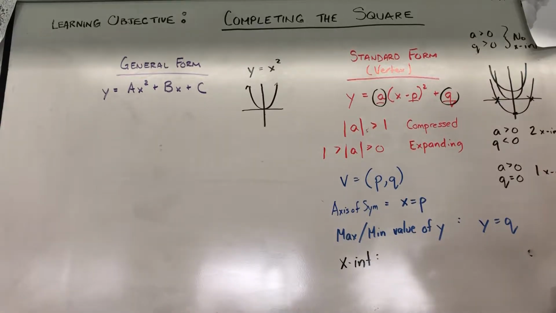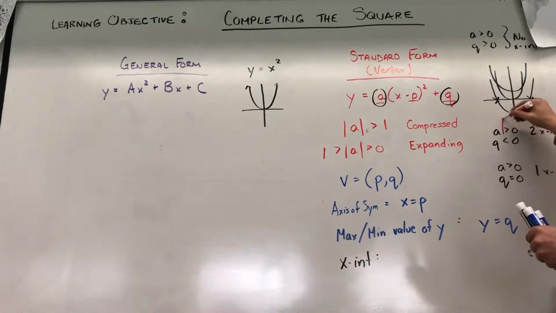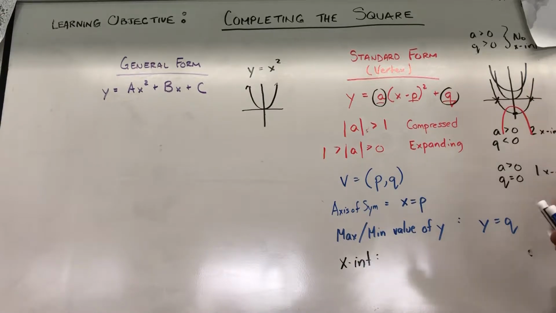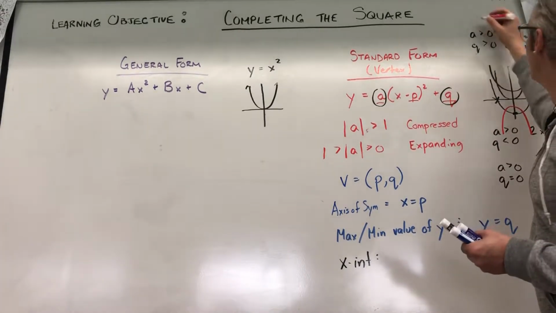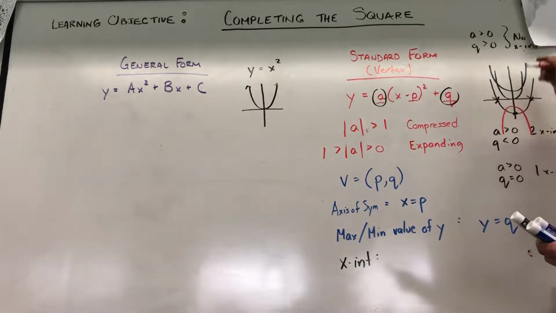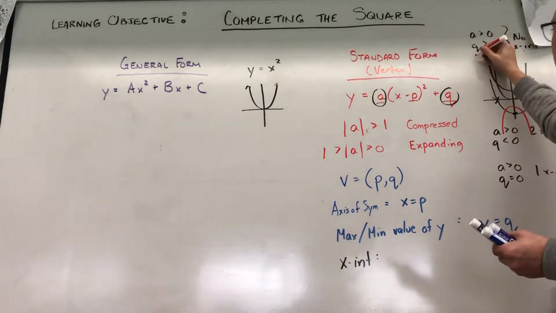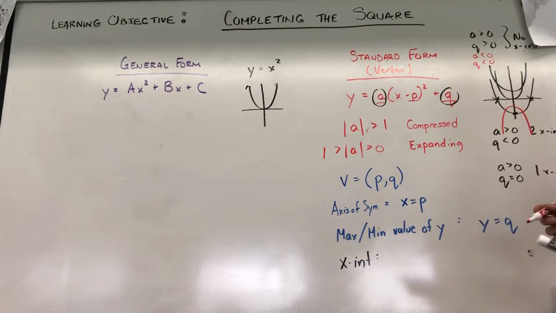If a is greater than 0 and q is equal to 0, that means we're going to just touch the x-axis like this, and we'll have just one x-intercept. In the same breath, if I have a negative a and a negative q, it's going to look like this. The negative a is pushing us down, and then the negative q brings us below 0, so we're going to have, again, no x-intercepts. So when a is smaller than 0 and q is smaller than 0, the opposite of this.